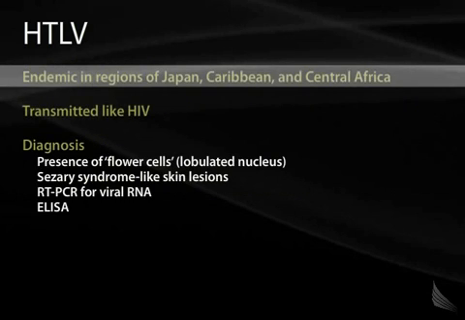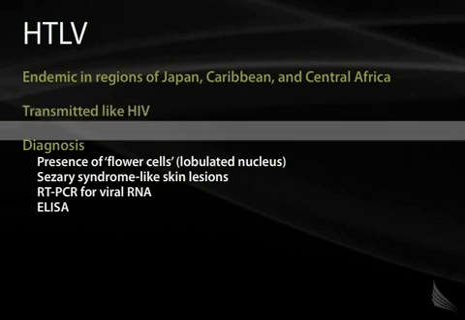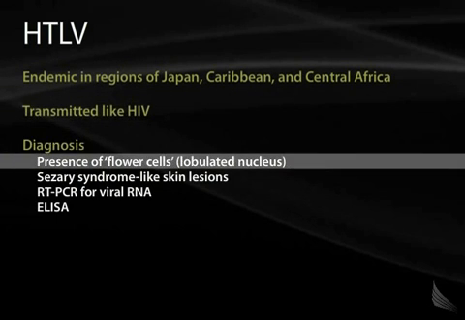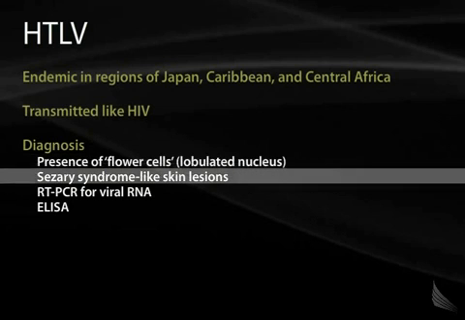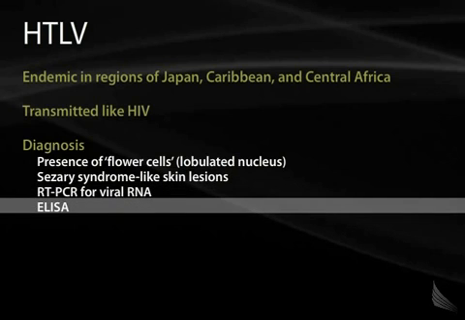You'll see HTLV common in regions of Japan, the Caribbean, and Central Africa. It's not very common in the United States. It is transmitted like HIV. The diagnosis depends on the presence of flower cells or lobulated nuclei, Sézary syndrome with skin-like lesions. RT-PCR will diagnose the viral RNA, and you can use an ELISA to detect the antigens.